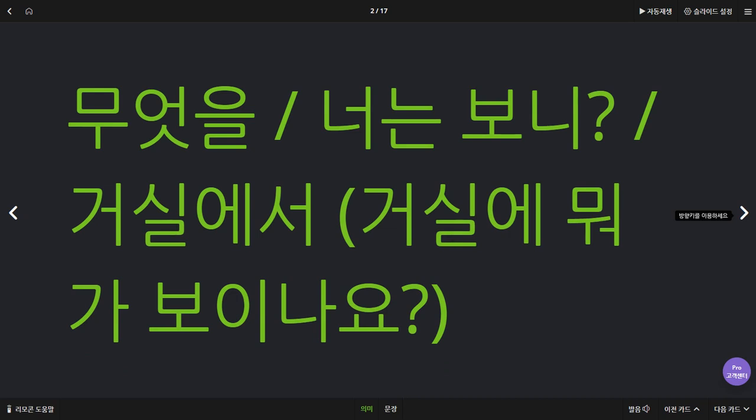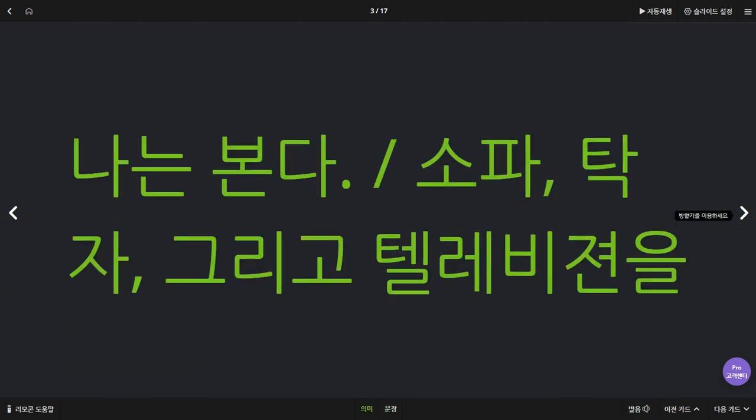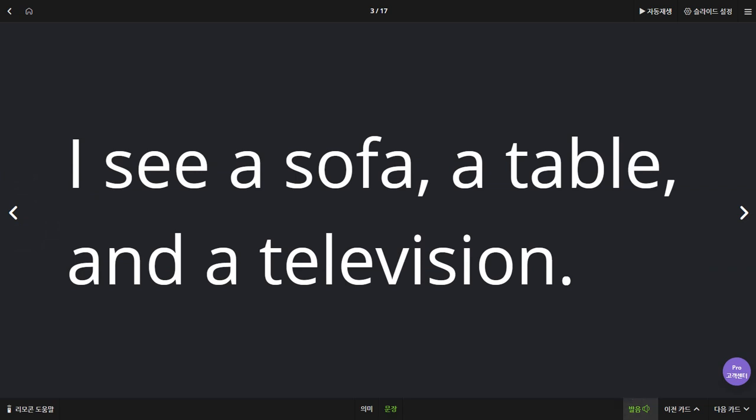What do you see in the living room? What do you see in the living room? What do you see in the living room? I see a sofa, a table, and a television.